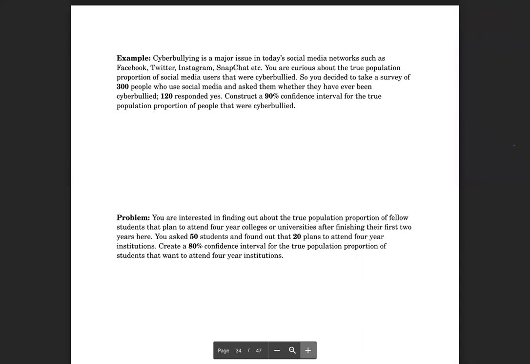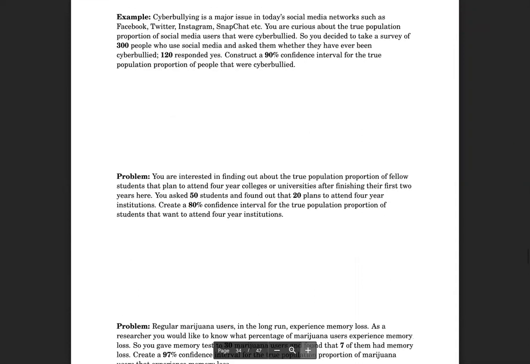As I read the problem, next one: cyberbullying is a major issue in today's social media networks such as Facebook, Twitter, Instagram, Snapchat, TikTok. I should add TikTok here. Pinterest, and many other social media networks. You are curious about the true population proportion of social media users that were cyberbullied.